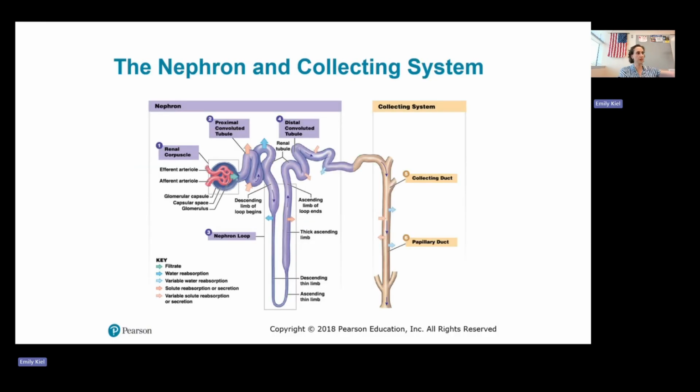So we've put it all together one more time. We finished at our distal convoluted tubule. We came into our collecting duct where multiple nephrons drained. We did some solute reabsorption and secretion as well as water reabsorption. We moved into the papillary duct and then from here into the minor calyx.